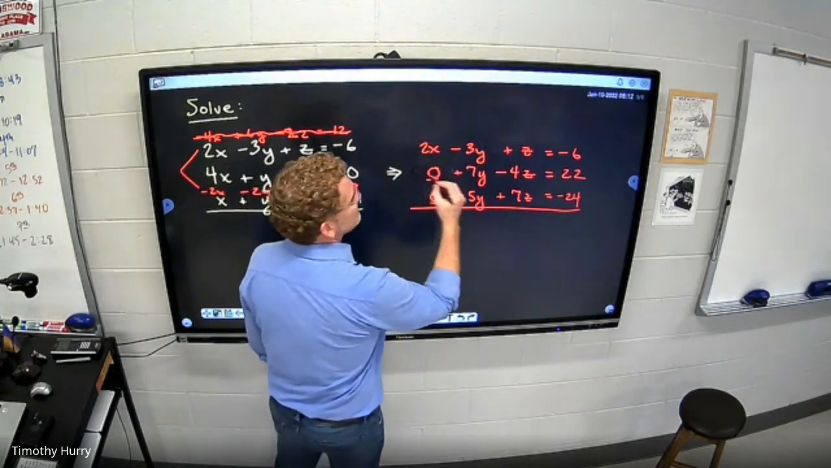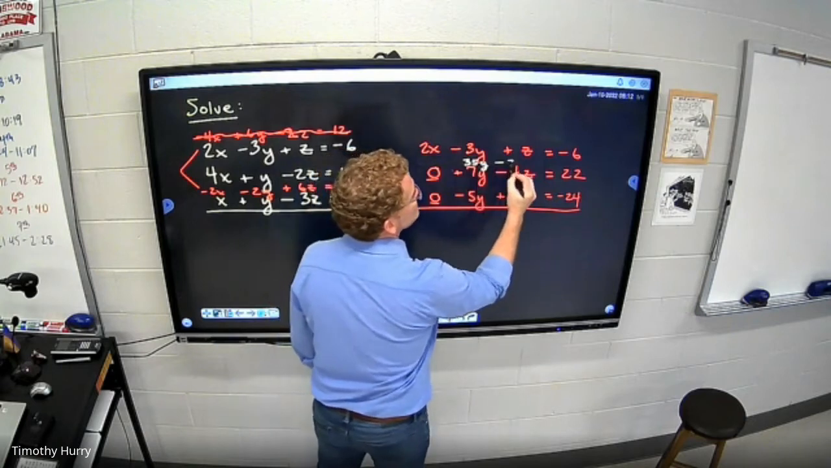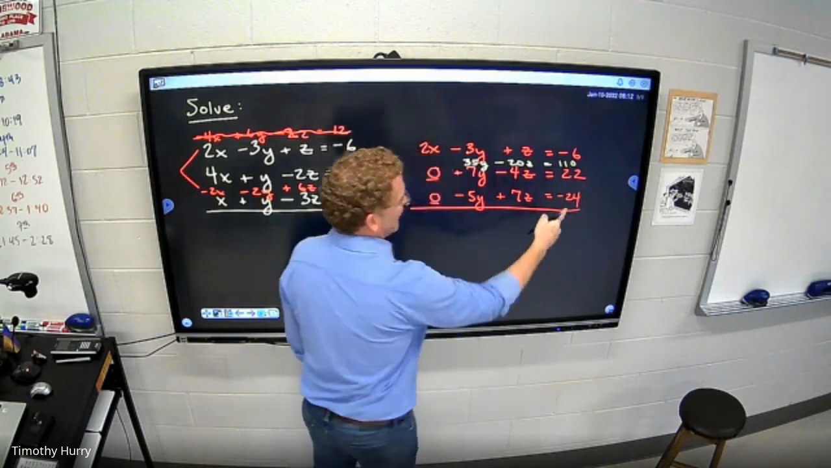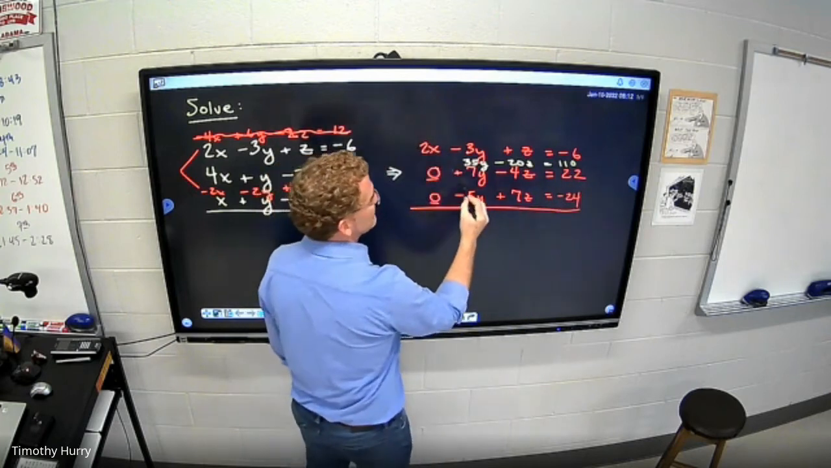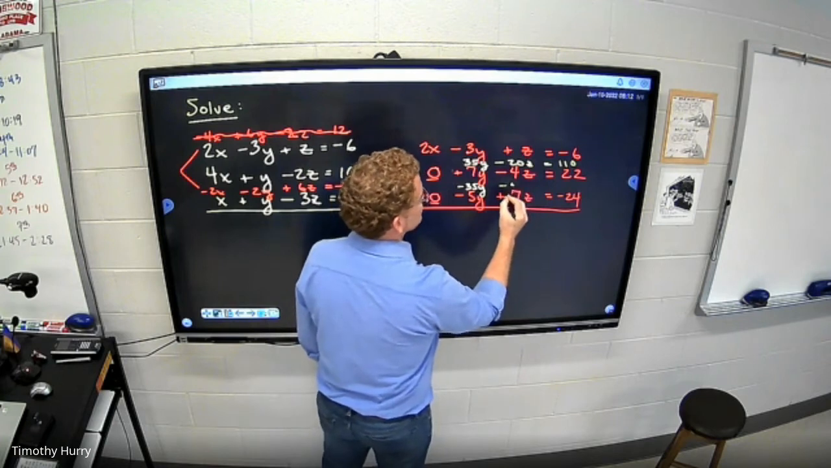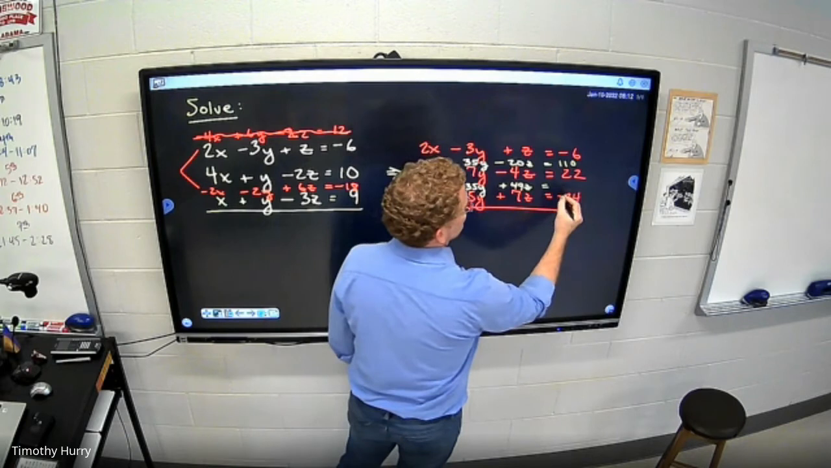So I'm going to multiply the top by 5, which would give me 35y minus 20z equals 110. And the bottom by 7 would give me -35y, positive 49z equals what? -168.